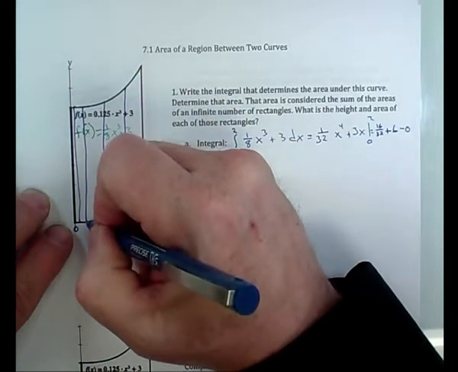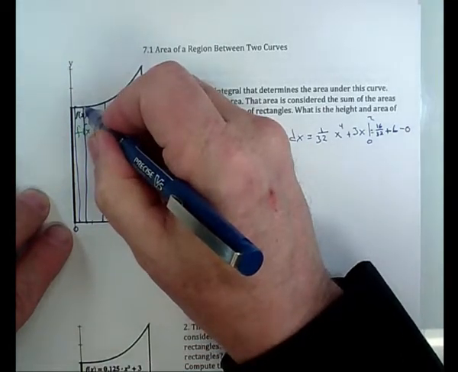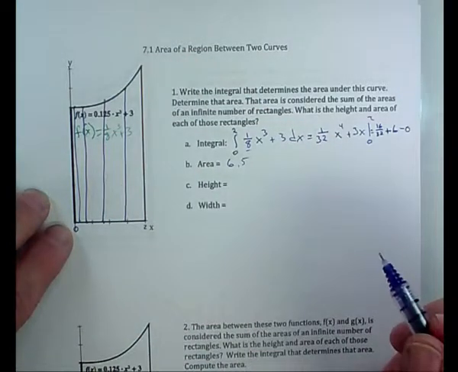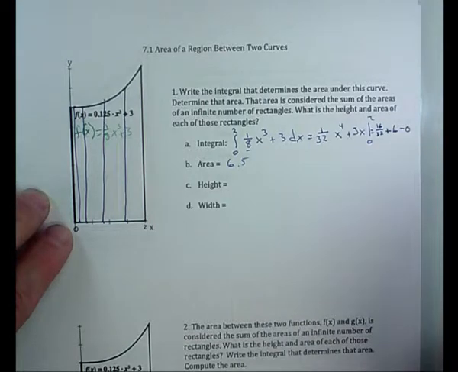Okay? But x gives me this height, which is what here? X gives me this height, which is what right here? X gives me this height, which is what right here? X goes into what? The equation. What is the name of the equation? F of x. Very good.